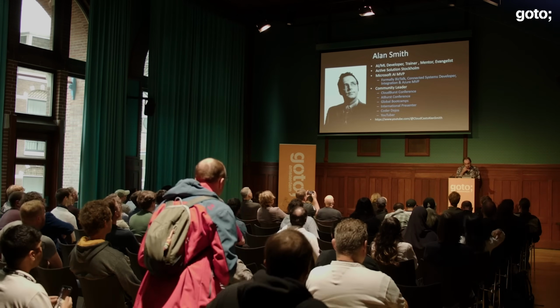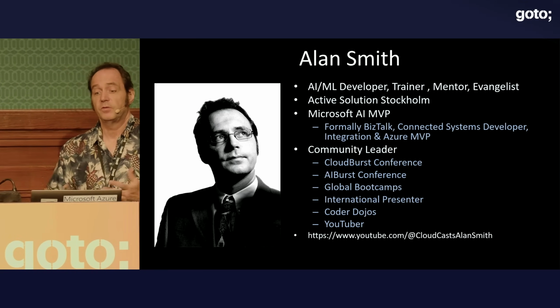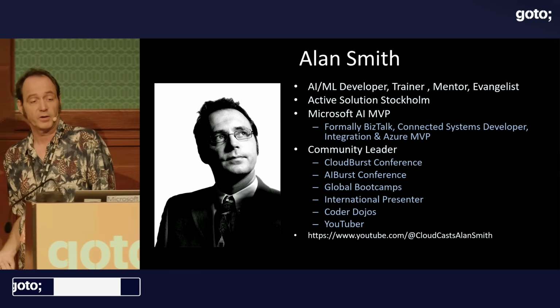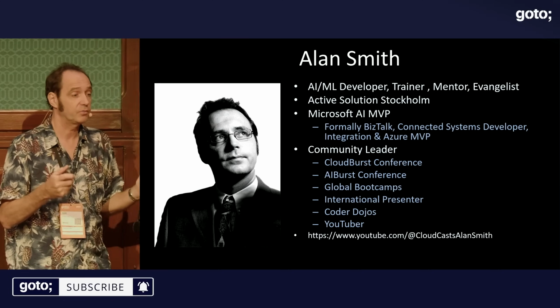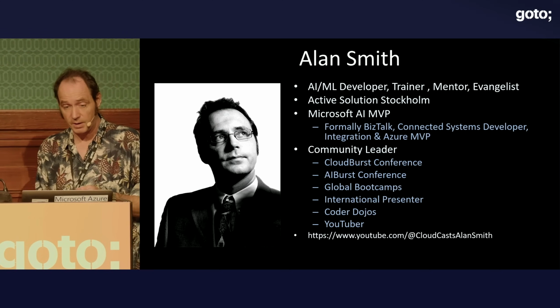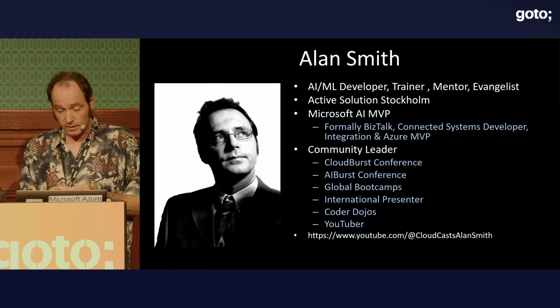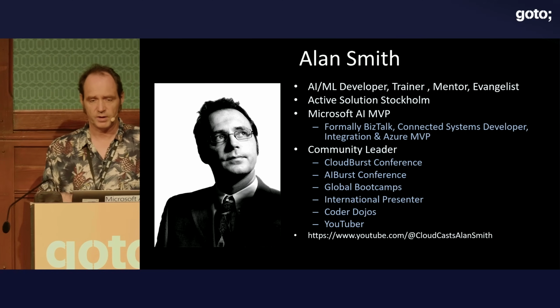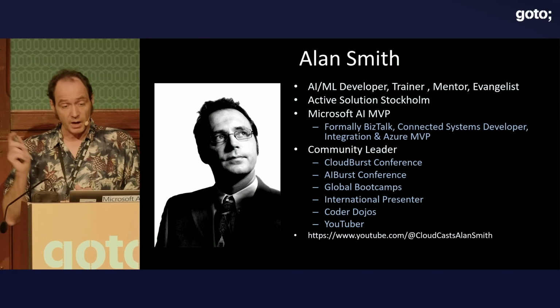A bit about myself. I've resisted the temptation to go into architecture or project management or sales or anything. I like writing code, so I've just focused on writing code since 1995 when I started my career. I'm at Microsoft AI, Microsoft MVP for artificial intelligence. I've held the title since 2005 in various disciplines, and I do a lot with the community.